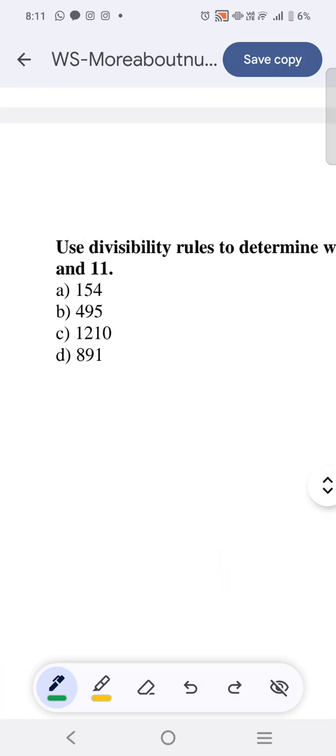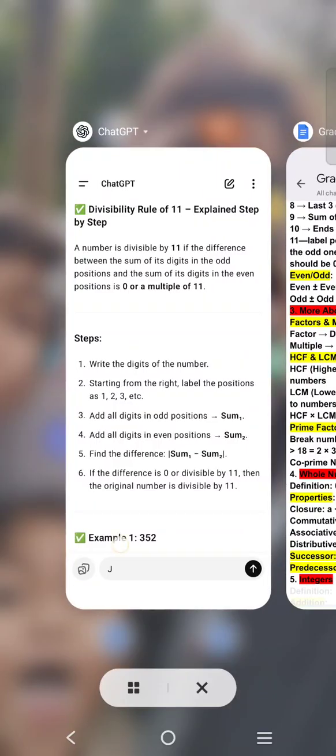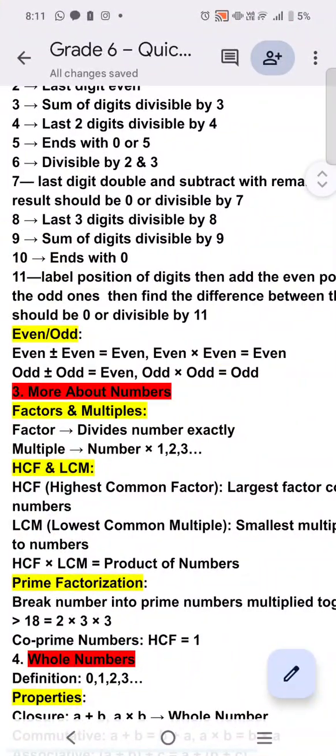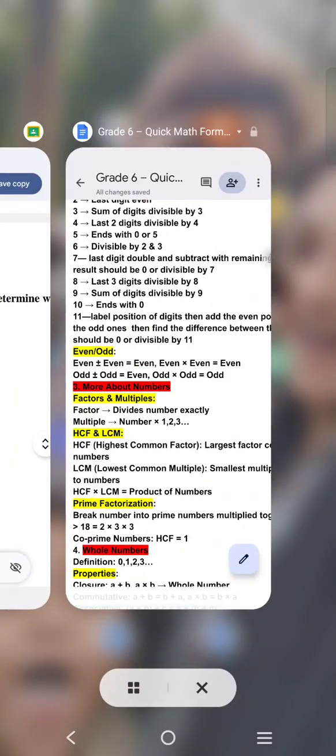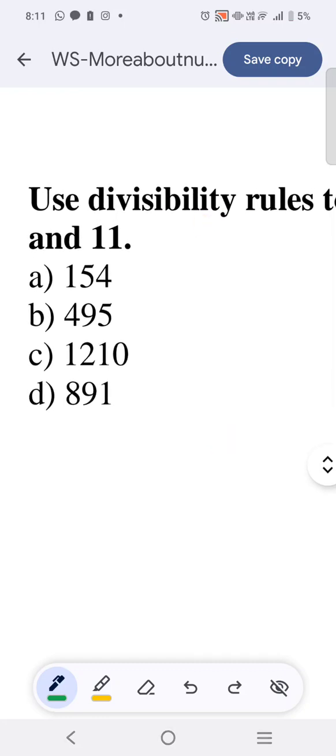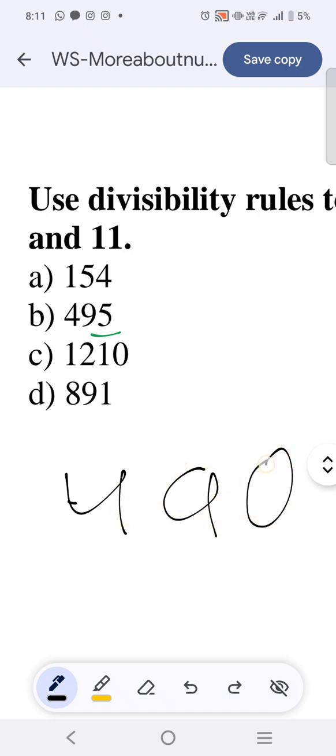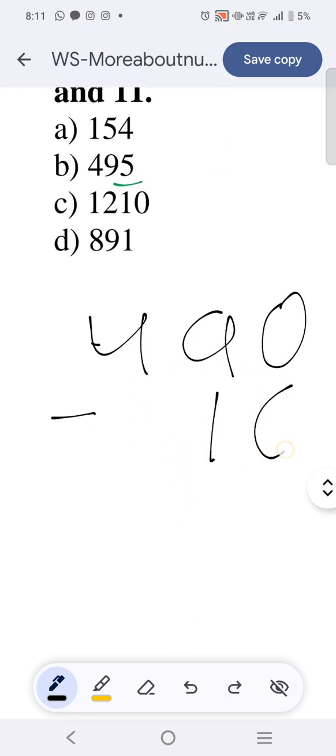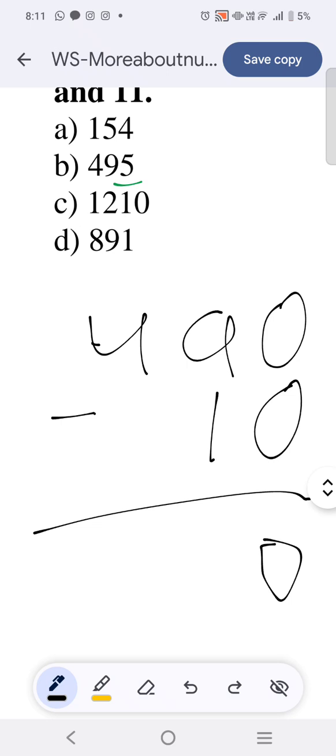Now the rule of 7, I guess you have learnt. Now we'll just see it. For instance, last digit double and subtract from the remaining result. Okay, I remembered. Now the last digit is 5. 5 doubled is 10. Am I right? I am right. Okay, now 490 minus 10. 0 minus 0, 0. 9 minus 1, 8. 4 minus nothing, 4. So the answer came out 480.